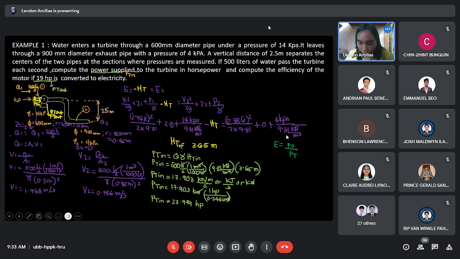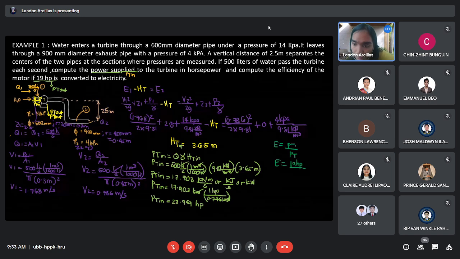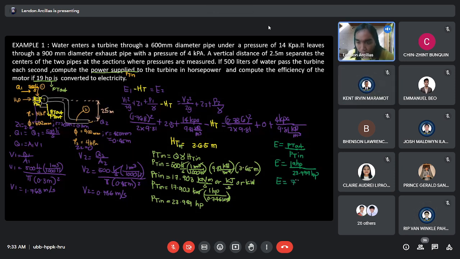Okay, efficiency is equal to P out, which is 19 horsepower, over the PT in, or power of the turbine supplied, and this is the power of the turbine generated. So, PT out over PT in, horsepower. So, efficiency is equal to 0.79176, times 100 lang to, 100%. 79.176%. So, that's how you solve a problem like this.